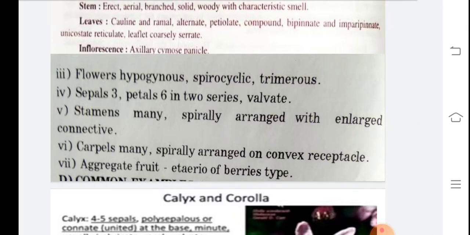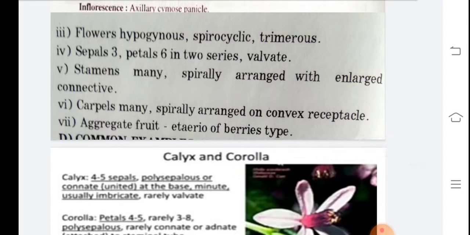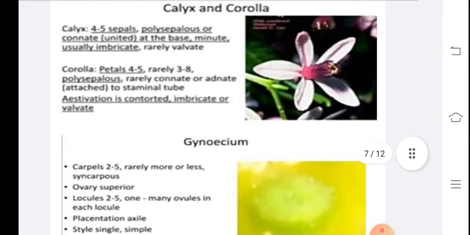Already we have seen the LS of the flower. After LS, this condition shows either hypogynous or epigynous. Then sepals 3, petals 6 in 2 series and foliate estivation. Stamens many, spirally arranged with enlarged connective. And the carpels many, spirally arranged on the convex receptacle. So these are some characteristics.